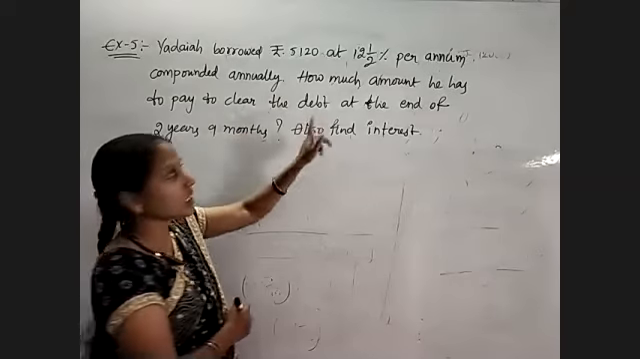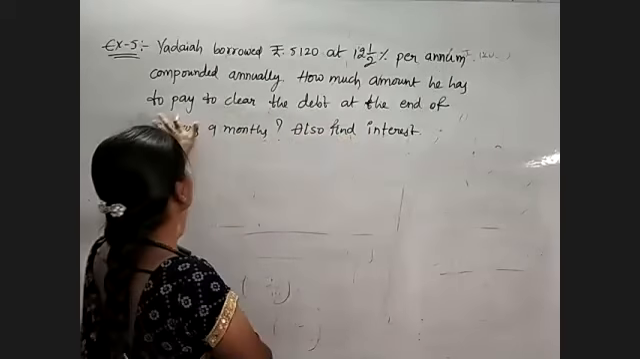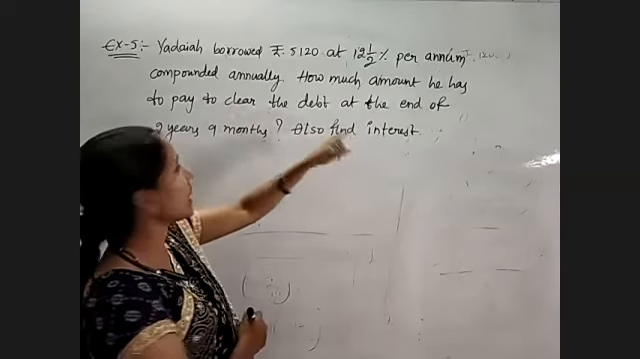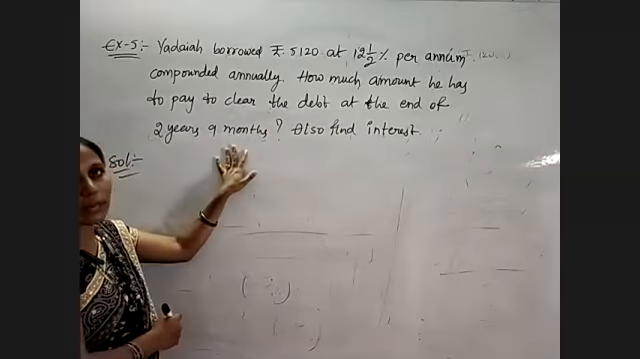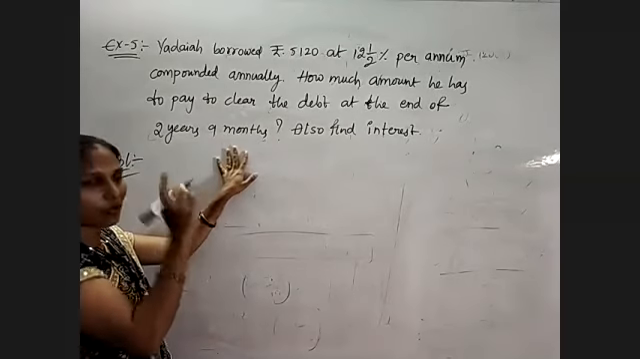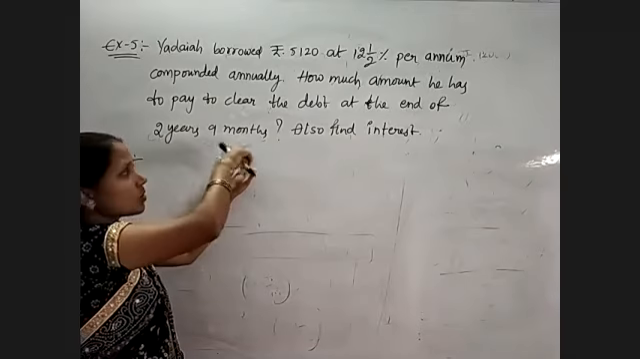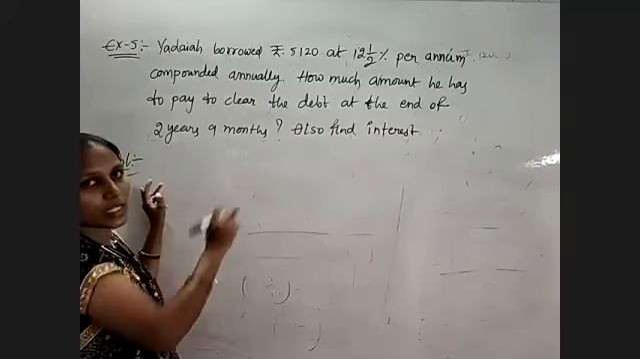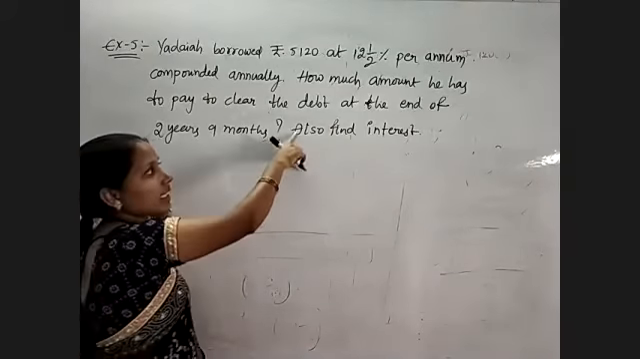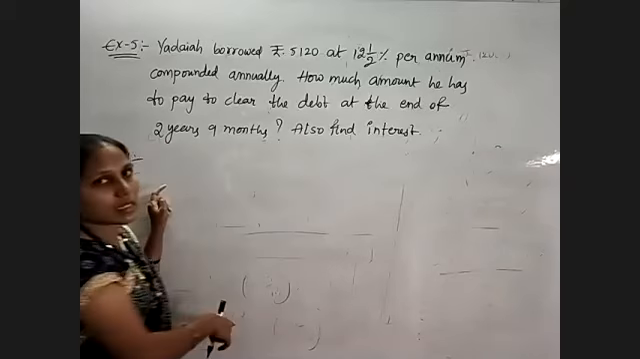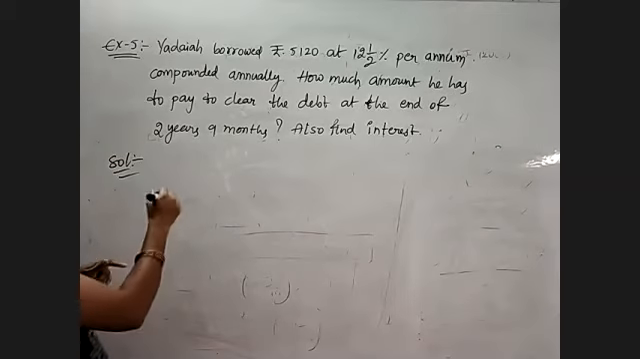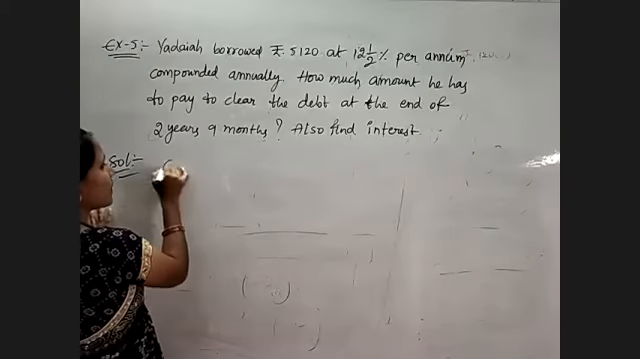But here, observe: how much amount does he have to pay to clear the debt at the end of 2 years 9 months? We have to take the time in years. Here 9 months is also mentioned, so first of all convert the given time into years. And after getting the amount, also find the interest. Two questions are there. So first, note down the given values.